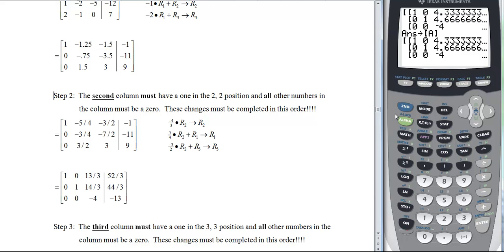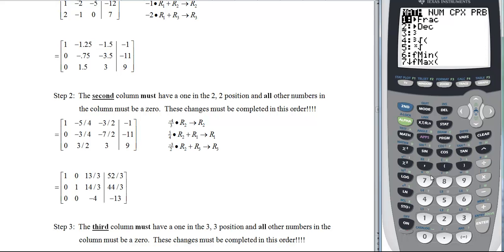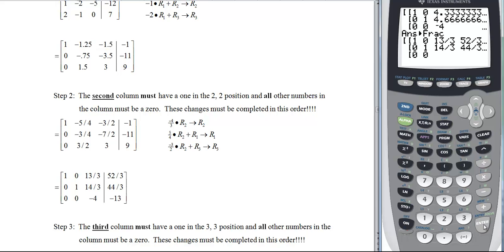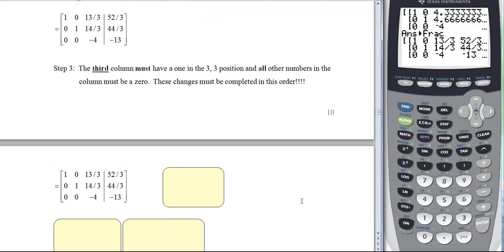I went ahead and fracked it, so let's do that. Math, frac. So there it is. Alright, now notice the first column's complete, second column's complete, now the third column. I need a 1 in third row, third column position. Always get the 1 in the correct position first, then everything else in that column must be a 0. So let's move on down here. So I'm going to multiply by the reciprocal. So that would be a negative 1/4 times row 3.